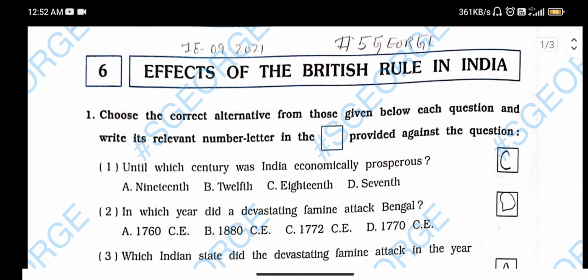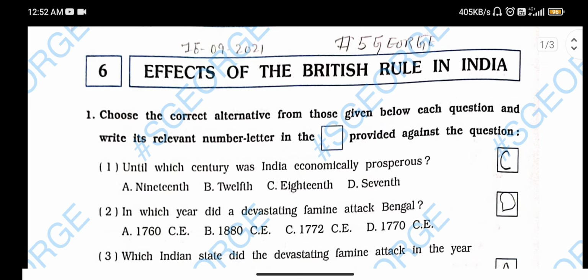Until which century was India economically prosperous? Economically prosperous means until which century we were the rich kids. मतलब हमारे पास जो पैसे थे अपने बाप दादाओं के, जो पुराने ज़माने वाले पैसे थे, तो वो किस सेंचुरी तक थे? तो वो थे हमारे 18th सेंचुरी तक.